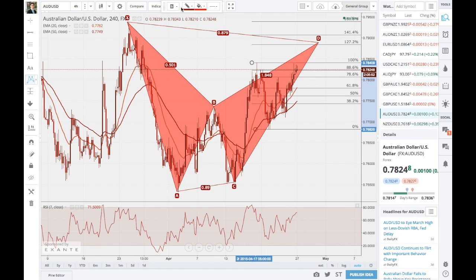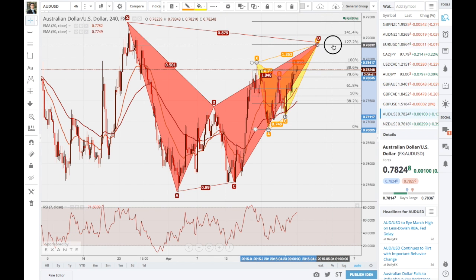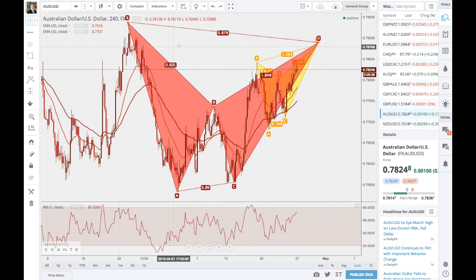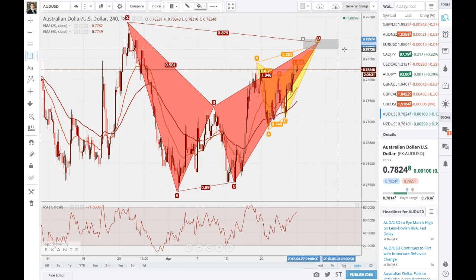So if we pull our drawing tool out, what we'll be seeing is this butterfly pattern itself, right? So if I delete this, you can clearly see that this pattern completes around this region itself, all right? So in this area, what we have is a confluence of two advanced patterns.